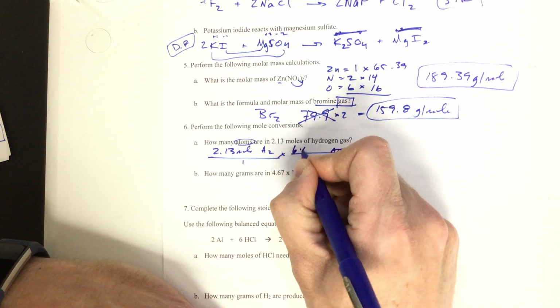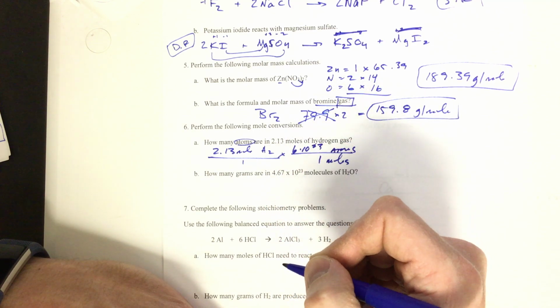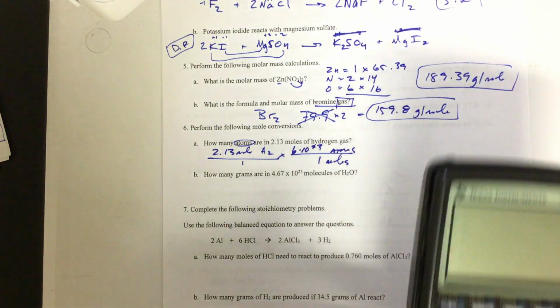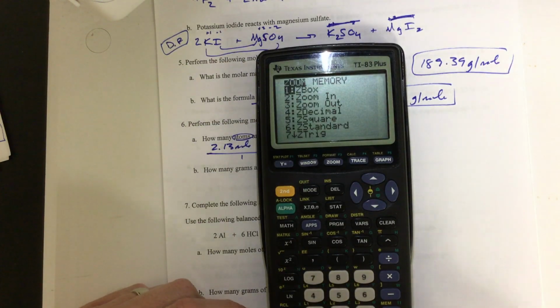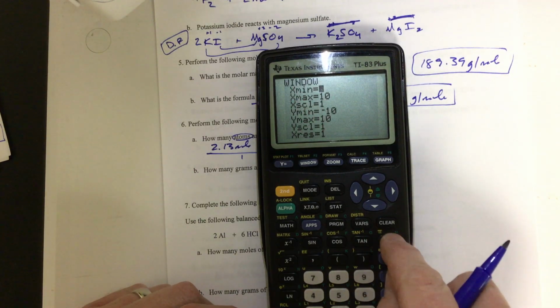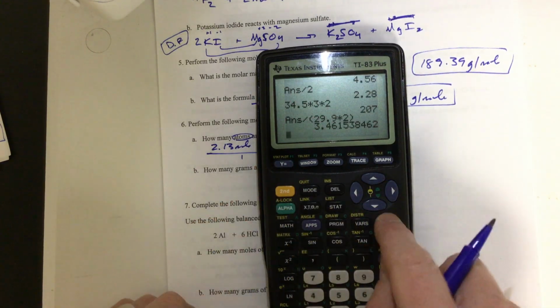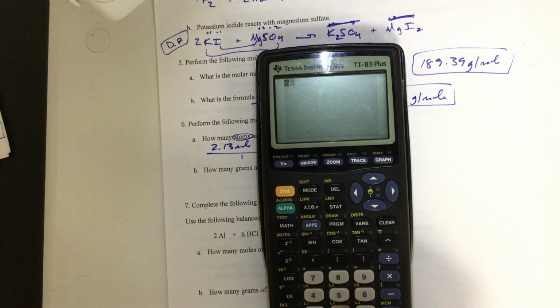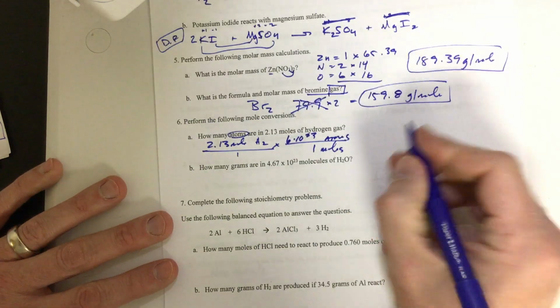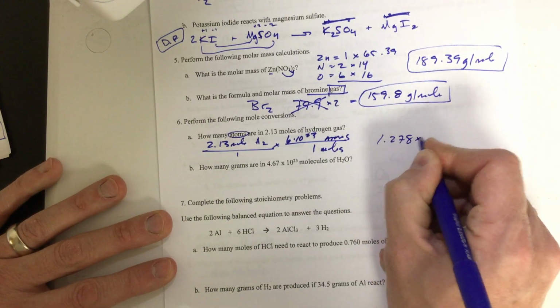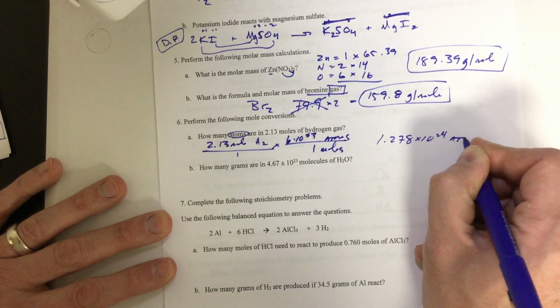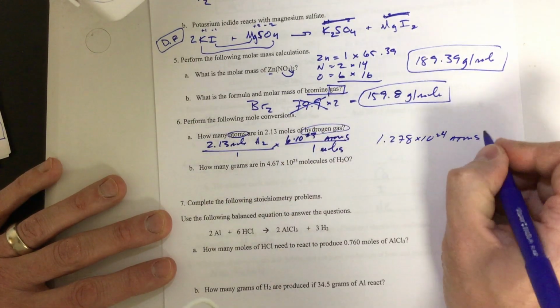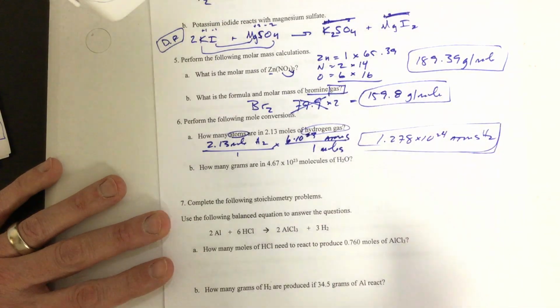1 mole contains 6 times 10 to the 23rd atoms. And then in my trusty calculator, I am simply going to do 2.13 times 6 EE23. That's going to get me 1.278 E24. What that means is 1.278 times 10 to the 24th atoms of hydrogen gas, atoms of H2. Okay.